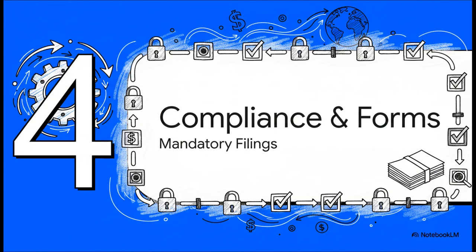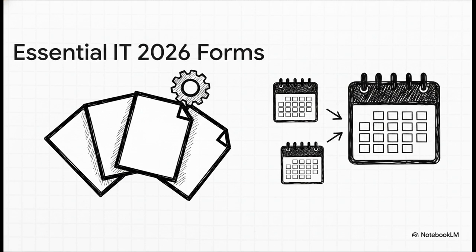Which brings us to Part 4, compliance and mandatory forms. Because knowing the law is only half the battle, right? You have to file it correctly. Under the new Income Tax Rules 2026, the compliance forms have gotten a bit of a facelift, and they've been renumbered. The essential ones you really need to master for Chapter IXB are Form 41, Form 42, Form 44, and Form 55.